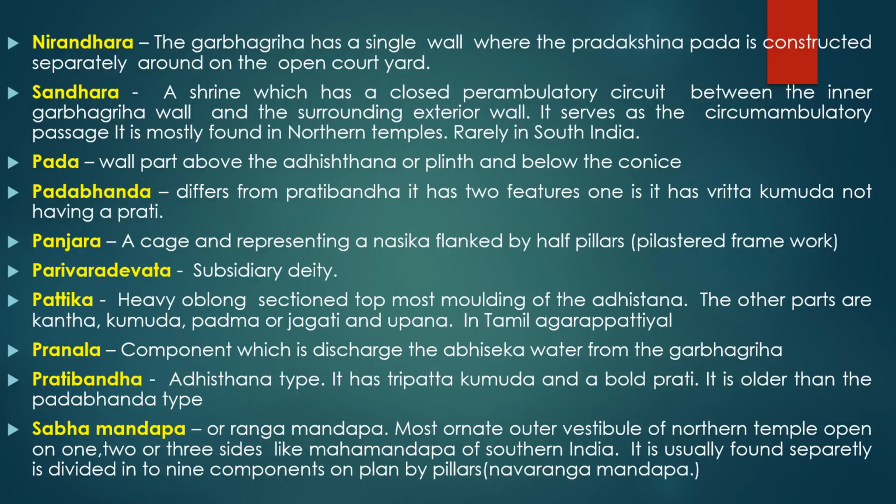Nirandara. The Garbhagriha has a single wall, where the Pradakshina Patha, that is the circumambulatory passage, is constructed separately around it on the open courtyard; that is known as Nirandara. In the Sandhara type, we have the passage, the Pradakshina Patha, between the two walls of the Garbhagriha. So we have that at the Kailasanatha temple at Kanchipuram, as well as the Brihadishwara temple at Thanjavur. They do not come under this Nirandara type.